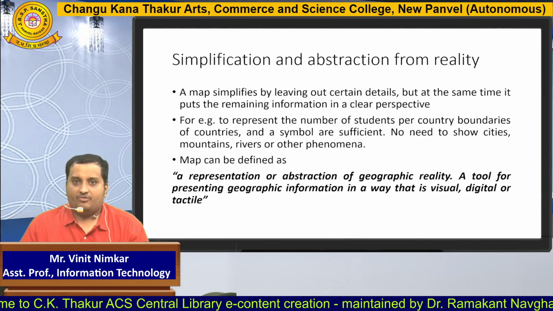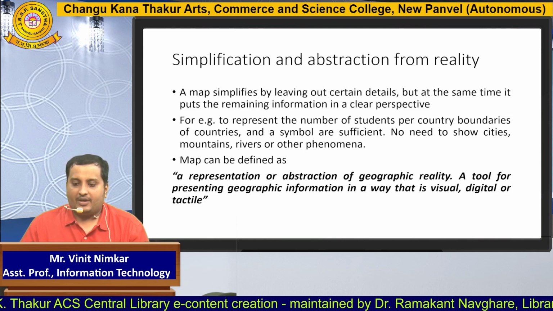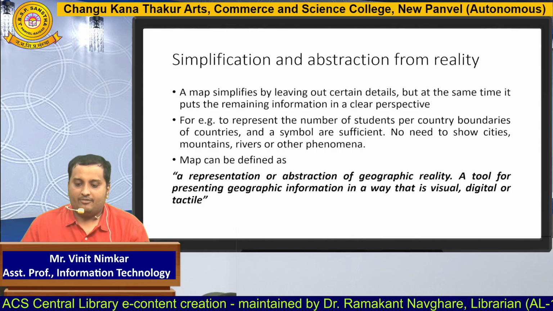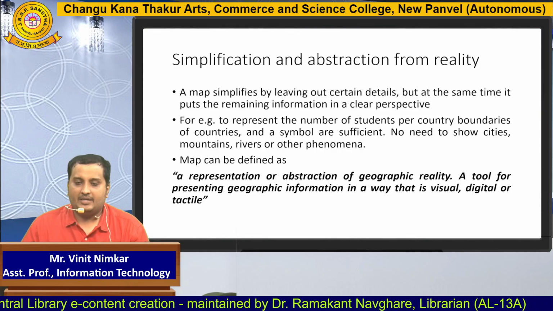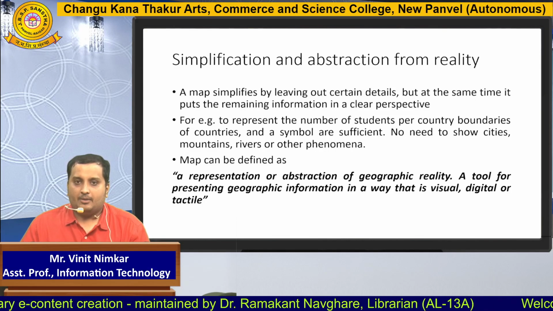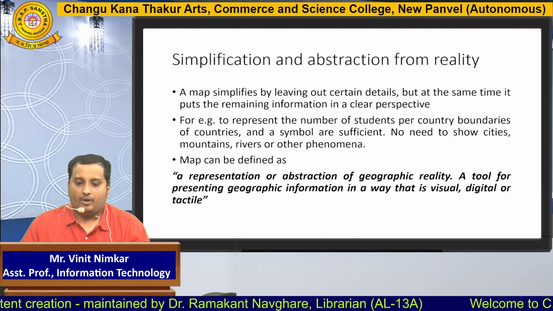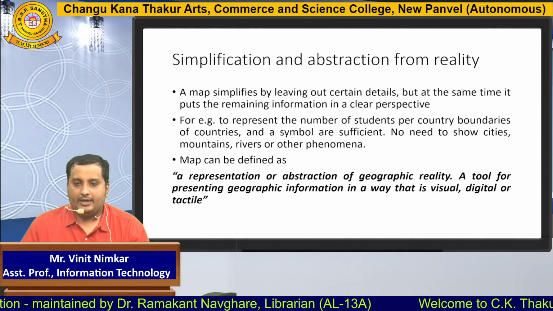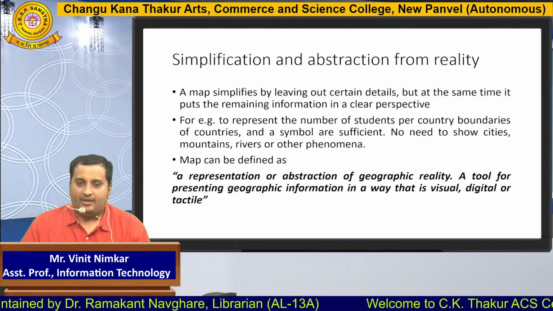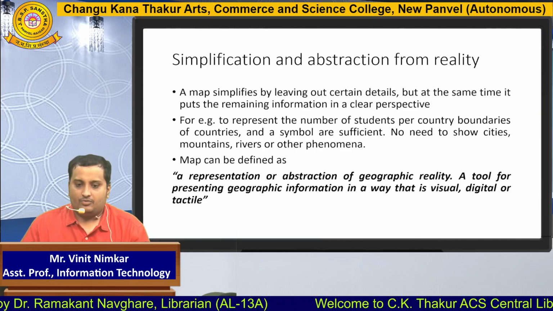Simplification and abstraction of reality. A map simplifies out certain details at a time. For example, if you want to represent the number of students per boundary or per school or per college in a country, it can be represented via different symbols or colors as well.